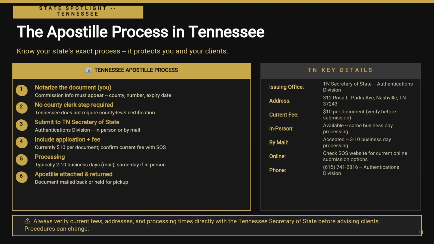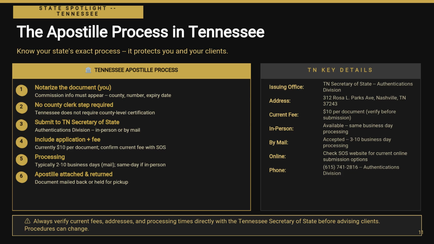You notarize the document. The client submits directly to the Tennessee Secretary of State's Authentications Division. The fee is currently $10 per document, but always verify this before advising clients because government fees are updated periodically. The SOS offers 2 submission methods: in person at their Nashville office for same-day processing, or by mail for 3 to 10 business days. In person is usually the best option for time-sensitive matters.